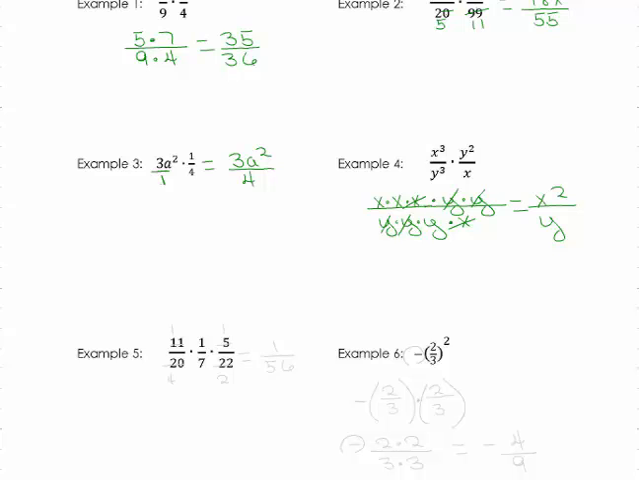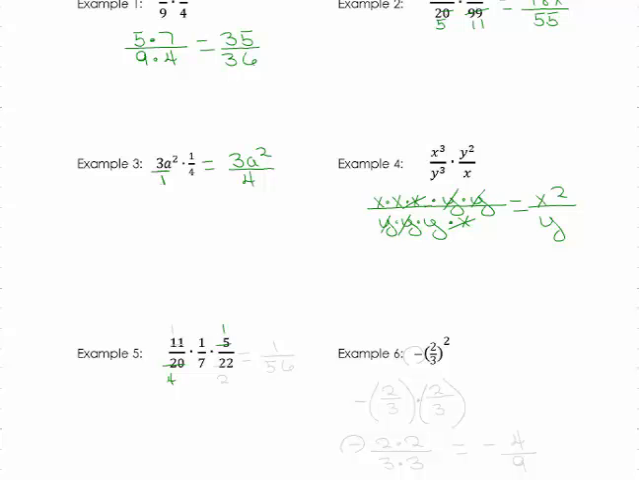All right, let's look at number 5. I've got 3 fractions, multiplication of all of them. I can reduce any numerator with any denominator. You're looking for numbers that might have common factors. I see one. I see 5 and 20. I can divide them both by 5. 5 divided by 5 is 1. 20 divided by 5 is 4.